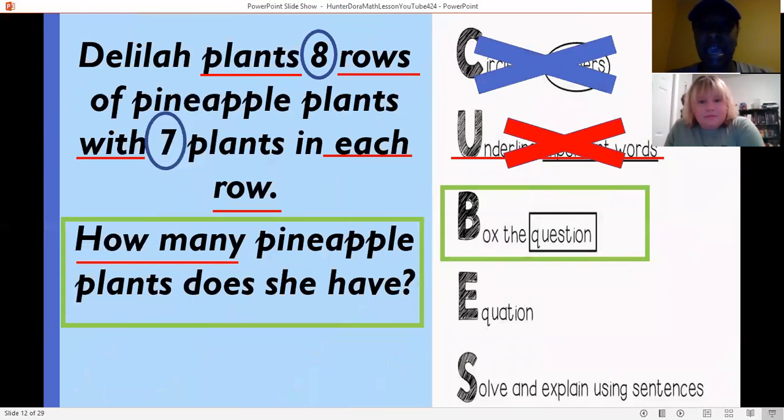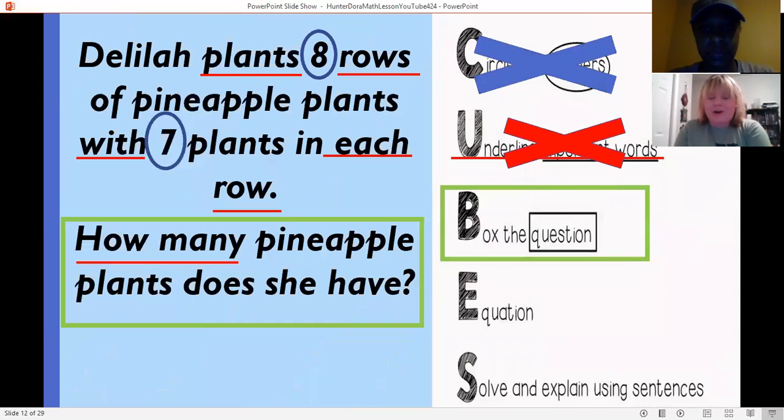All right, the next slide is B, which is for box. We're going to box the question. I saw "how many," that gave me a clue. How many pineapple plants does Delilah have? Wonderful. Yes, so we've boxed our question.